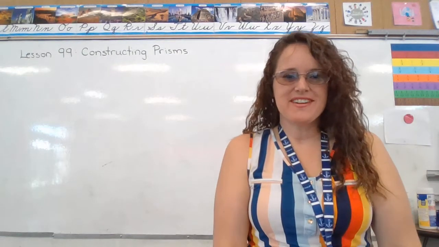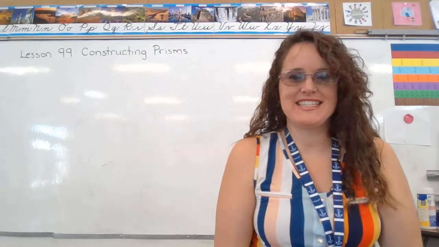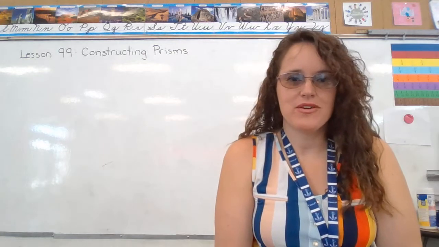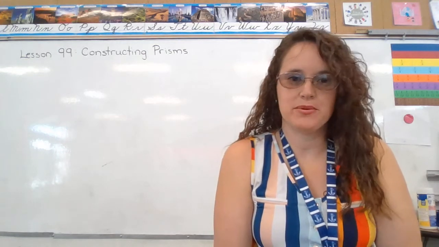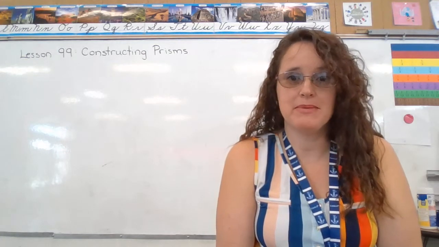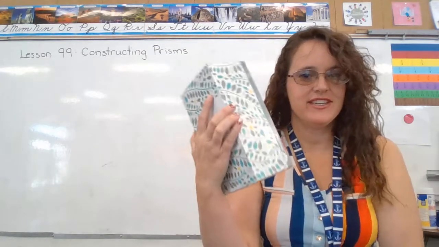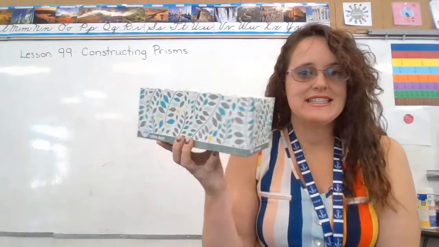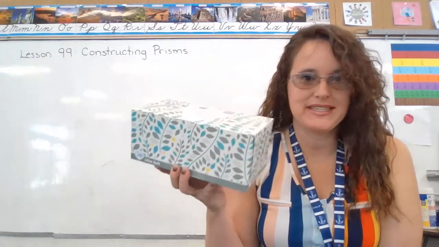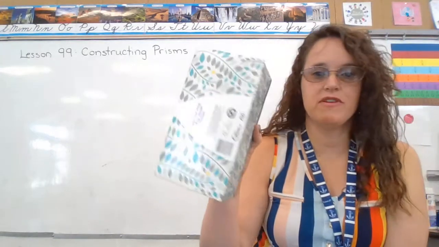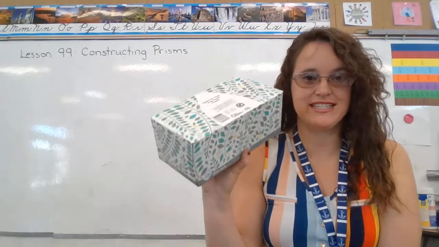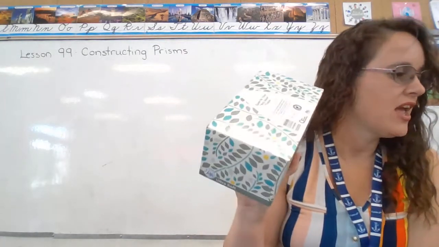Hi class, today we are on Singapore Math Book 4, Lesson 99, and we are going to be constructing prisms together, which means we're going to be building prisms. So, to start with, I have this tissue box. It is a rectangular prism. You can refer to this to answer the next set of questions that I'm going to give to you.